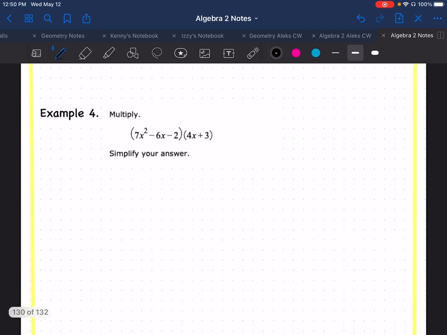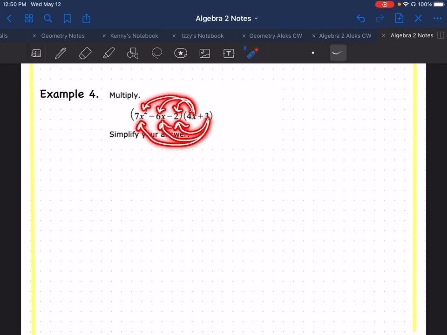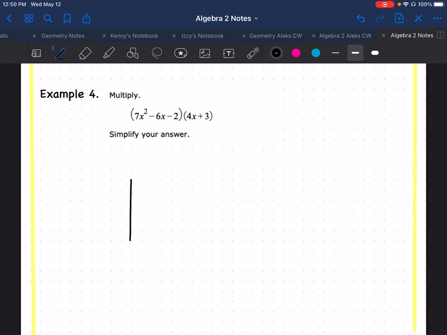All right, our last example is showing you multiplying a trinomial times a binomial. It is your choice how you'd like to do it. If you want to do the double distributing, you've got to distribute the 4x to each one, and then you've got to distribute the 3 to each one. Okay, so it is quite a bit of multiplying. I'm going to show you that box method again because I really like the box method. I like that it reminds me to add, and I like that it puts my like terms together.